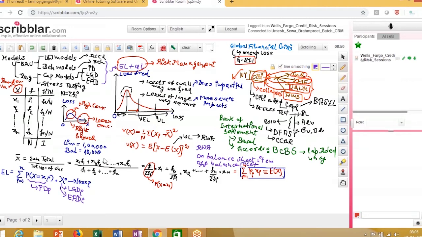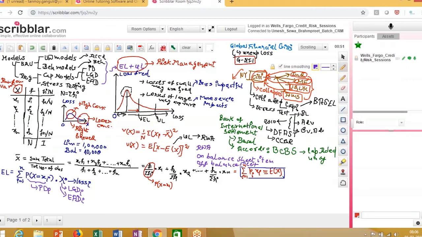Now the next question that comes is, how do we use these two? How do we define these two to get to the loss from the ith account? Okay, so now talking about the LGD of the ith account. So let's first try to understand what is this exposure at default and the loss given default.